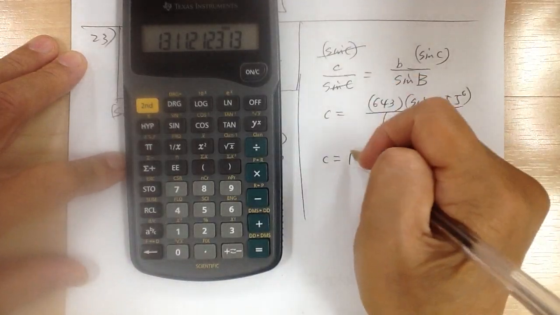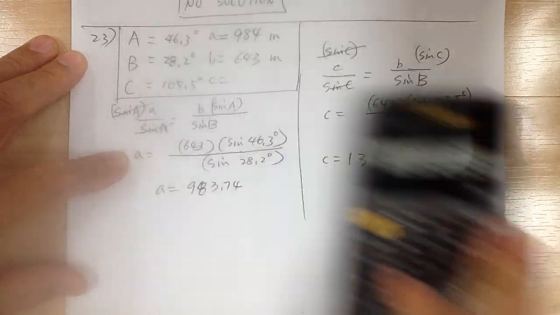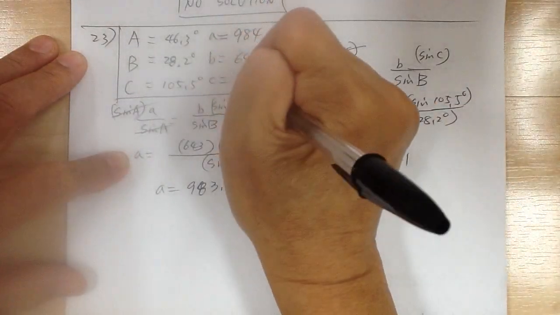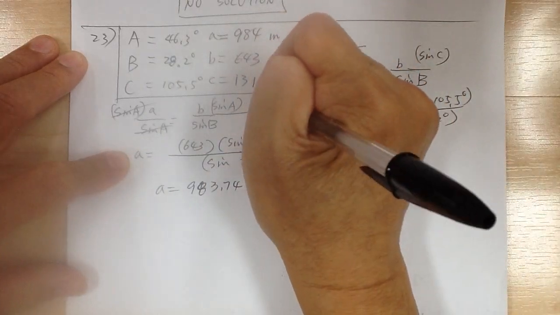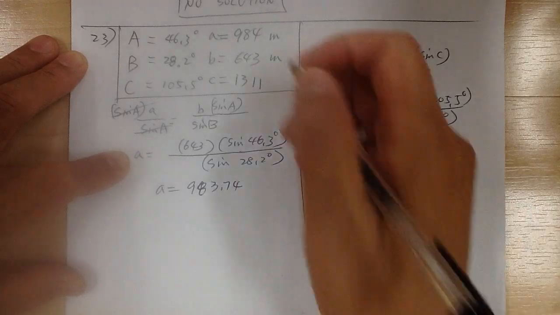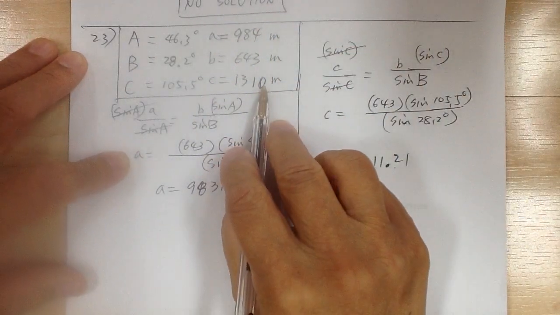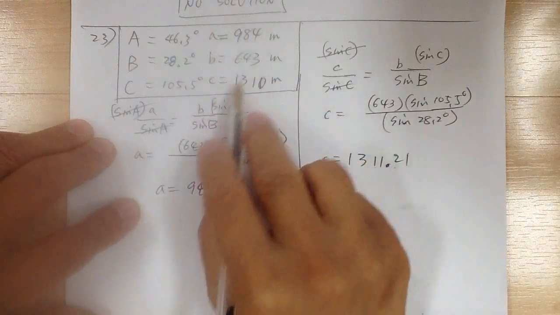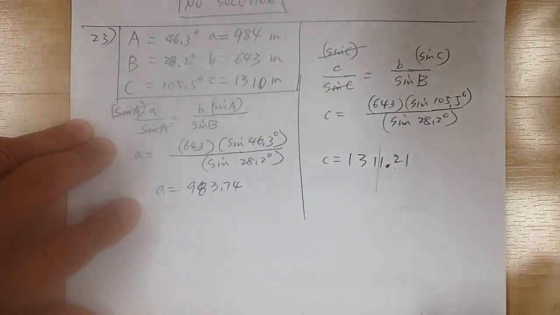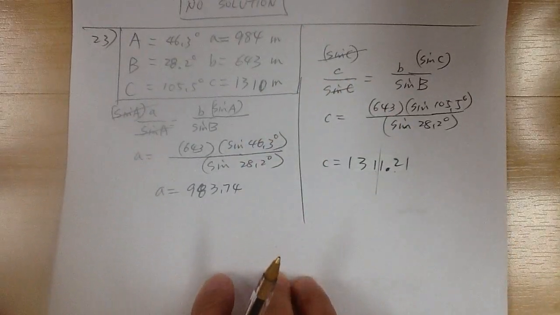So it'd be 1311.21. Now you round to the nearest integer, so it'd be 1311. Well, this is 3 significant digits, so with 3 significant digits it would be 1310. So this last digit would be insignificant. Again, with 3 significant digits, you only round to 3 digits, so this would be 0. Okay. Next one.